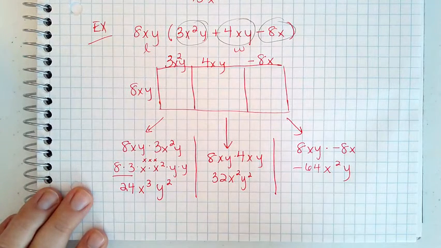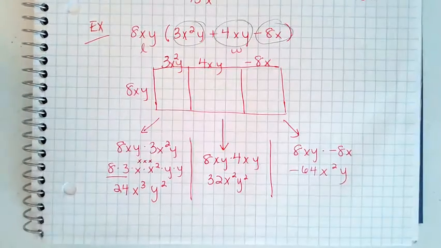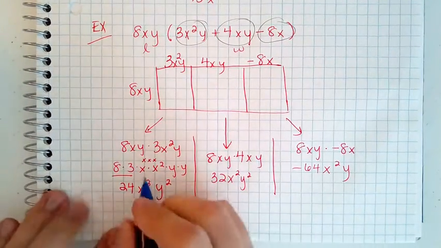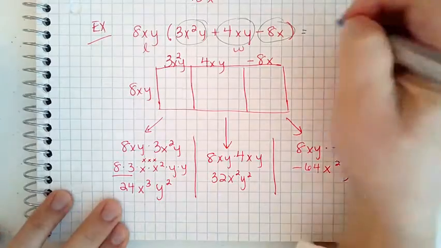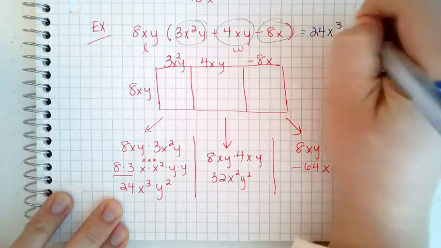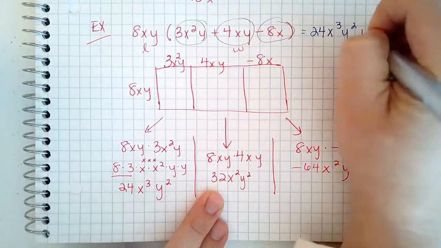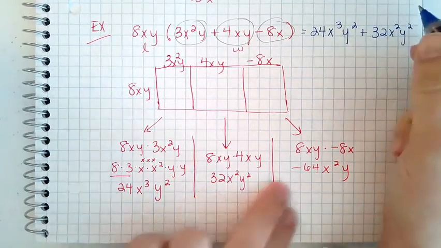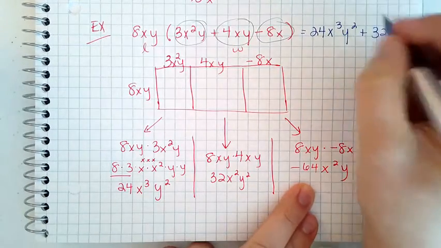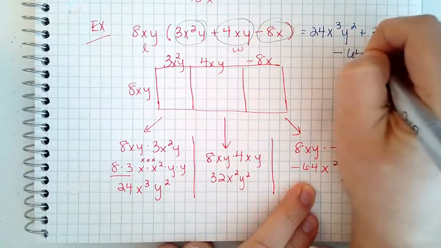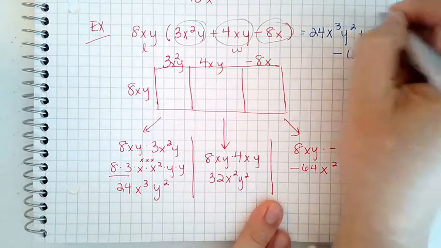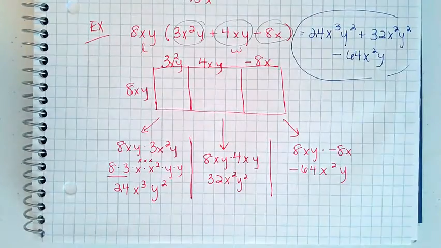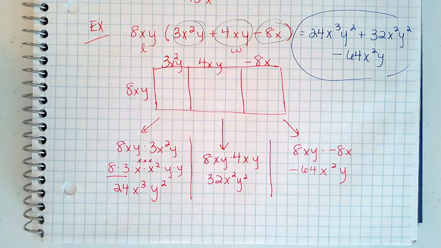And then when I put this all together, all of this multiplied out, this whole problem gives me 24x cubed y squared plus 32x squared y squared plus, or minus actually, because adding a negative, 64x squared y. Sorry, I had to go below there. Okay, so the box method allows us to have a method for organizing our information.